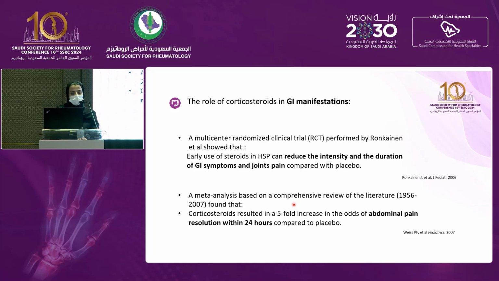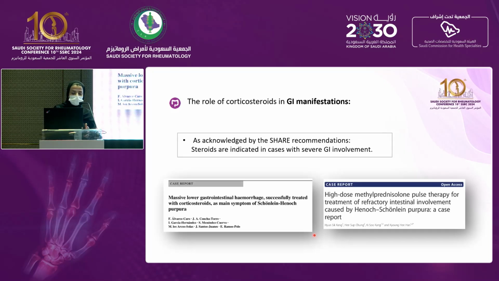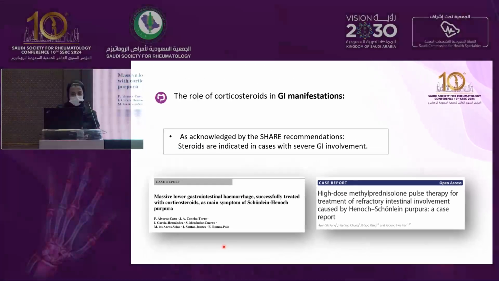There was another study, which was a meta-analysis based on a comprehensive review of the literature in 2007, where they found that steroid resulted in a 5-fold increase in the odds of abdominal pain resolution within 24 hours compared to the placebo. Then large multi-center observational studies showed that the early use of steroid was associated with a statistically significant decreased hazard ratio for surgery, endoscopy, and imaging. So as acknowledged by the SHARE recommendations, steroid is indicated in case of severe GI involvement, and there are multiple case reports regarding the use of steroid in these cases.